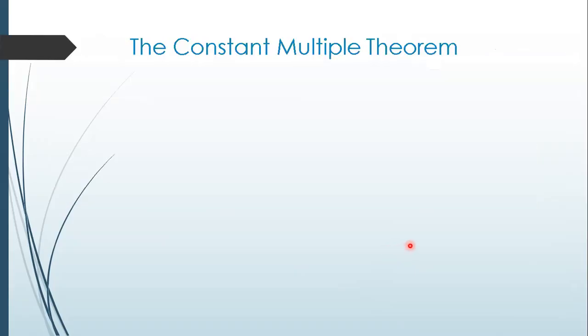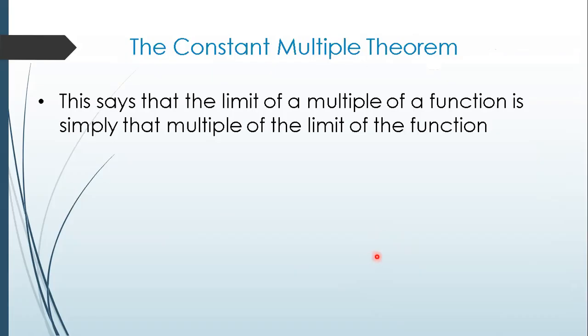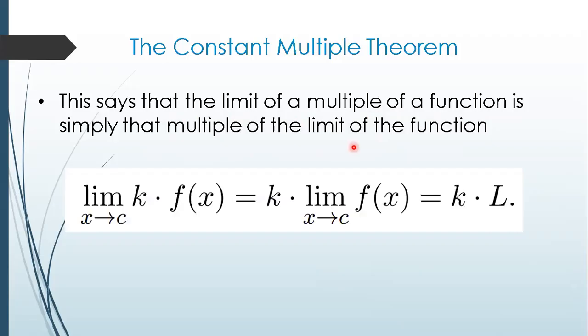Let's start with the constant multiple theorem. This says that the limit of a multiple of a function is simply that multiple of the limit of the function. You may be thinking it sounds like repeating. No, please try to read and comprehend it well. This theorem says that the limit of a multiple of a function is simply that multiple of the limit of the function. And this is how it looks.